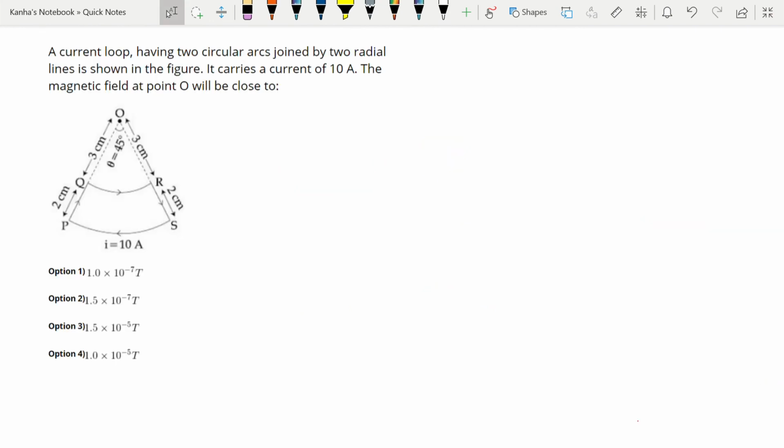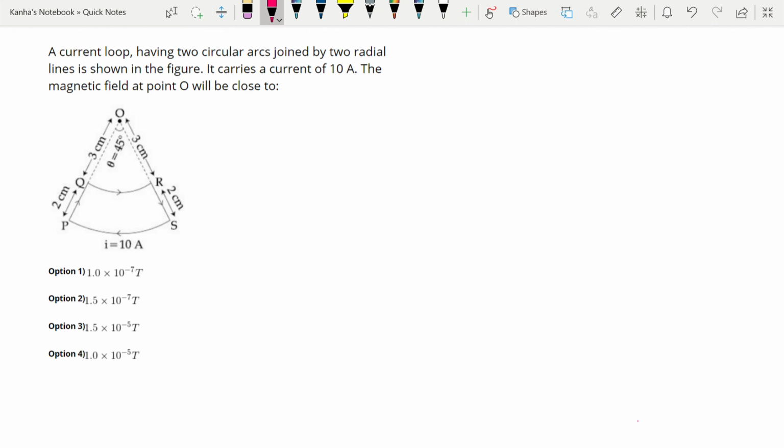Next, we look at a question concerning circular loops. A current loop having two circular arcs joined by two radial lines is shown in the figure. It carries a current of 10 amperes. The magnetic field at a point O will be close to what? So before doing this question, I'll just briefly tell you about some of the properties of circular loops.